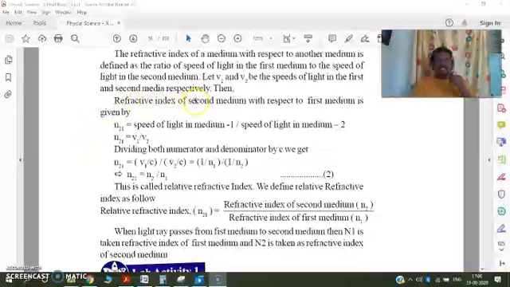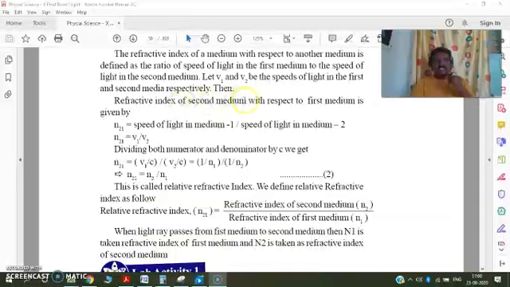The refractive index of second medium with respect to first medium is written like this: n21. Don't say it as twenty-one. n2 means second medium refractive index, 1 means first medium refractive index. We compare the refractive index of the second medium with respect to the first medium. That's why we write n21. So, refractive index of second medium by refractive index of first medium.